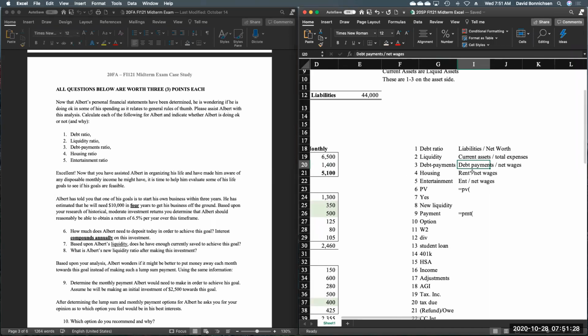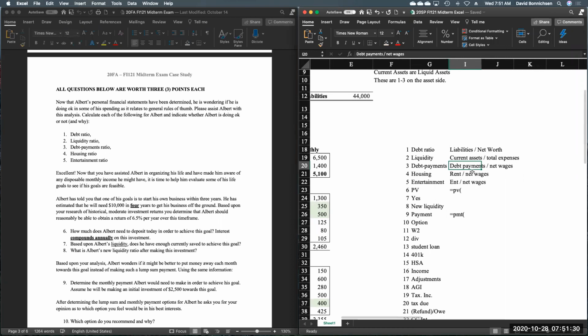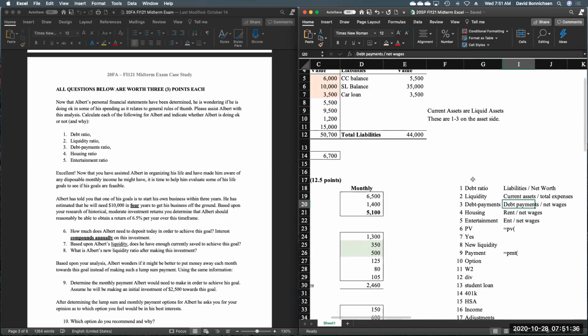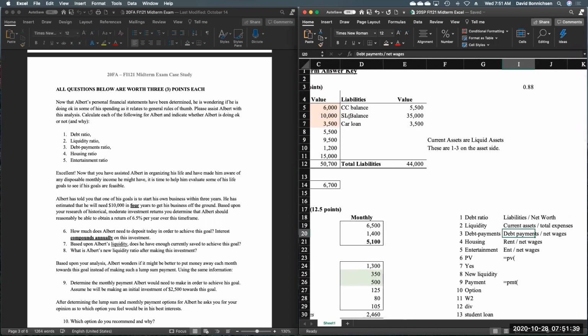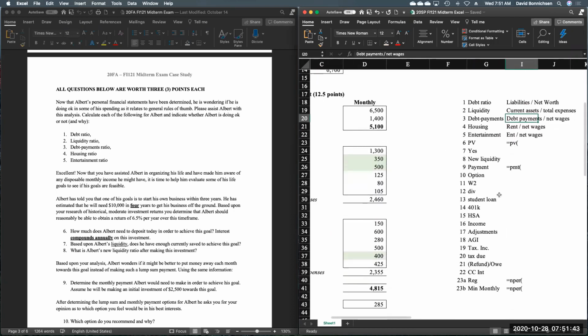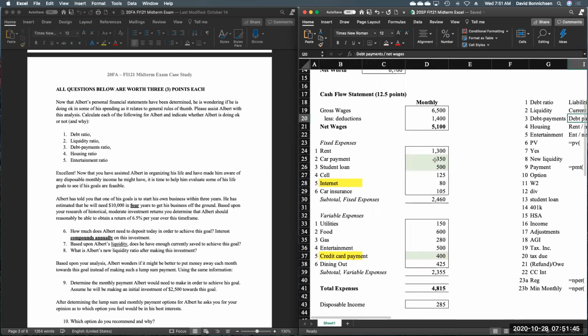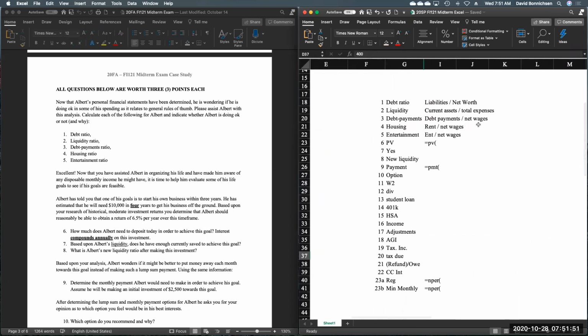So debt payments, we're only looking at the monthly payments that are associated with our debts, okay? And so what are our debts? Well, our debts are our credit card, our student loans, and our car loans. So what monthly payments are associated with those debts? Well, you've got your car payment, you've got your student loan, you've got your credit card payment. So the debt payments divided by net wages is your debt payment ratio.